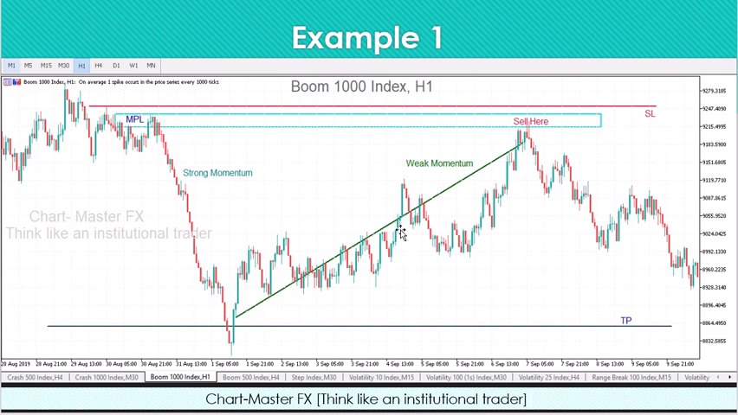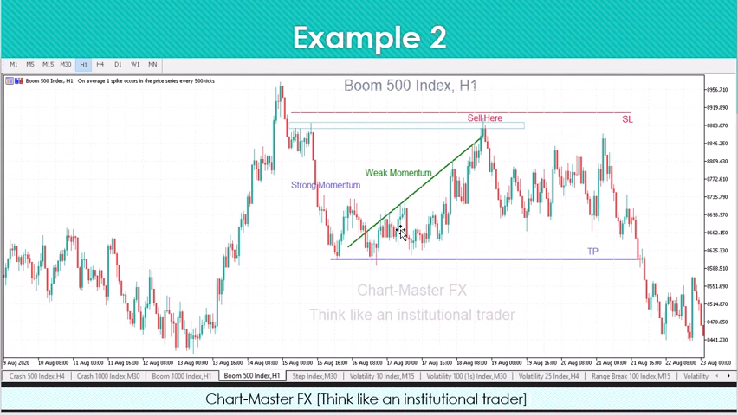So you can look for the 3 drive, you can look also for compression. So this is example number 1. Let's go to example number 2. On example number 2 here, guys, we can see that we have an MPL of type 1 here.